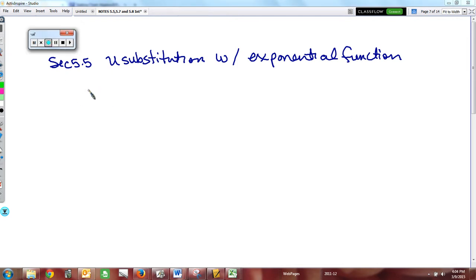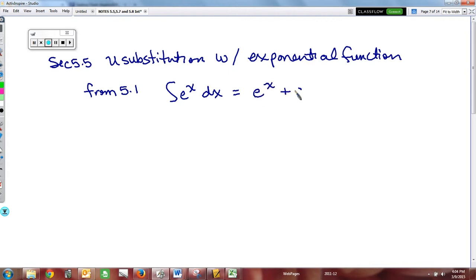All right, now let's remind ourselves from 5.1, when we were doing basic antiderivatives, that if I wanted to integrate e to the x dx, well, since the derivative of e to the x is e to the x, the antiderivative of e to the x is e to the x plus c. So that one's fairly straightforward, because the derivative of e to the x plus c with respect to x is e to the x.